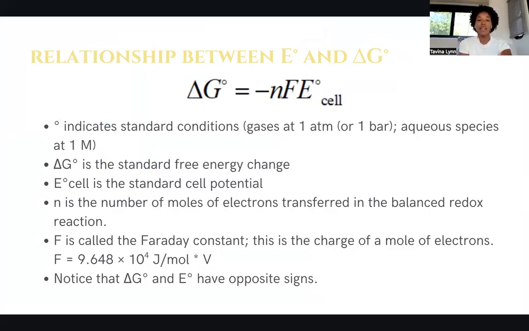So notice that standard cell potential and the change in our standard free energy have opposite signs, because when a reaction is spontaneous, this E sub cell naught value will be positive and delta G naught will be negative.